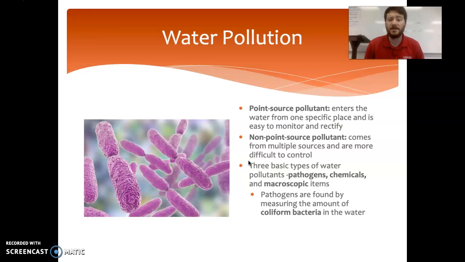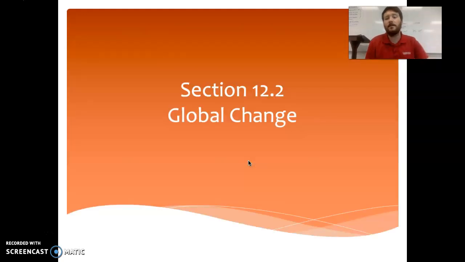And there's certain types of bacteria pictured on the left called coliform bacteria. They help to measure the amount of pathogens in the water. And that's all for section 12.1.